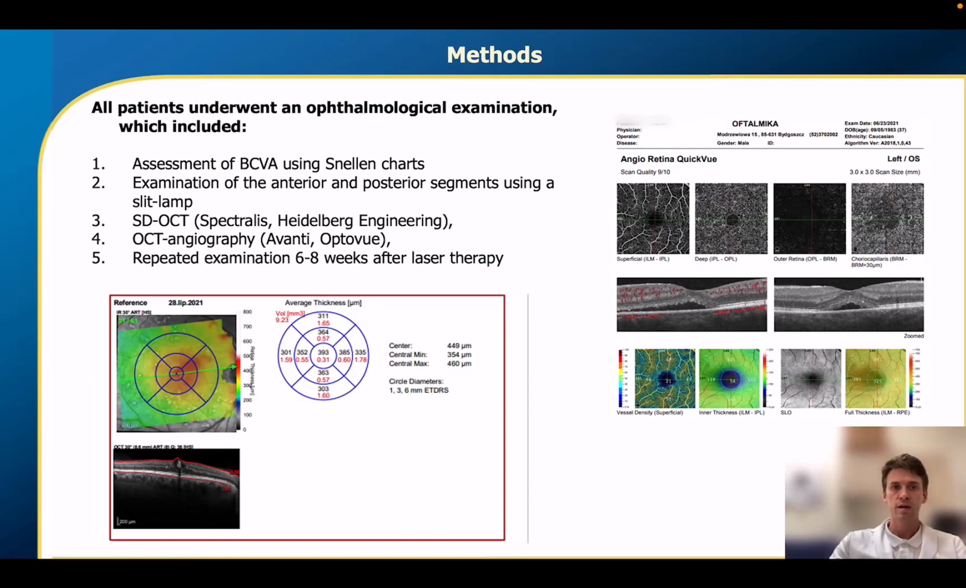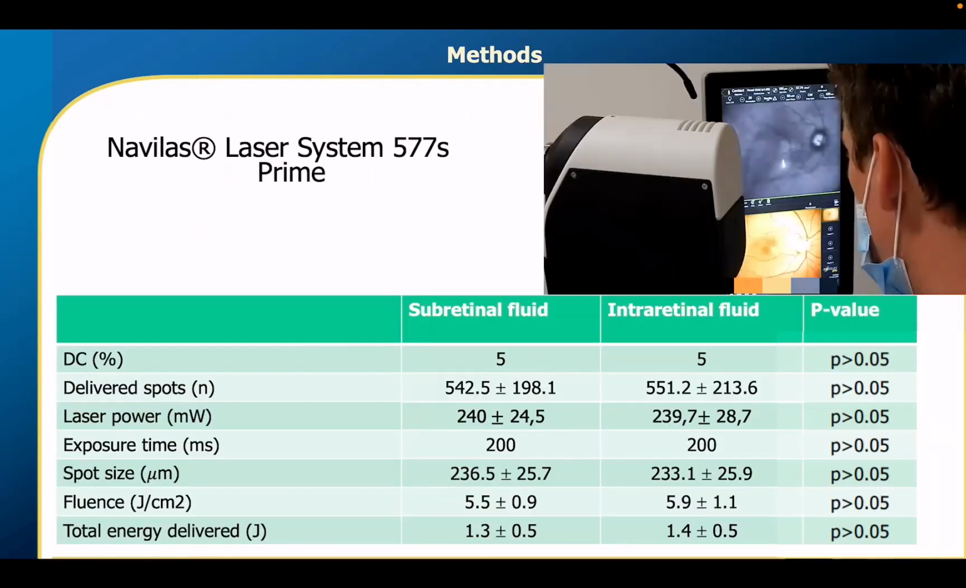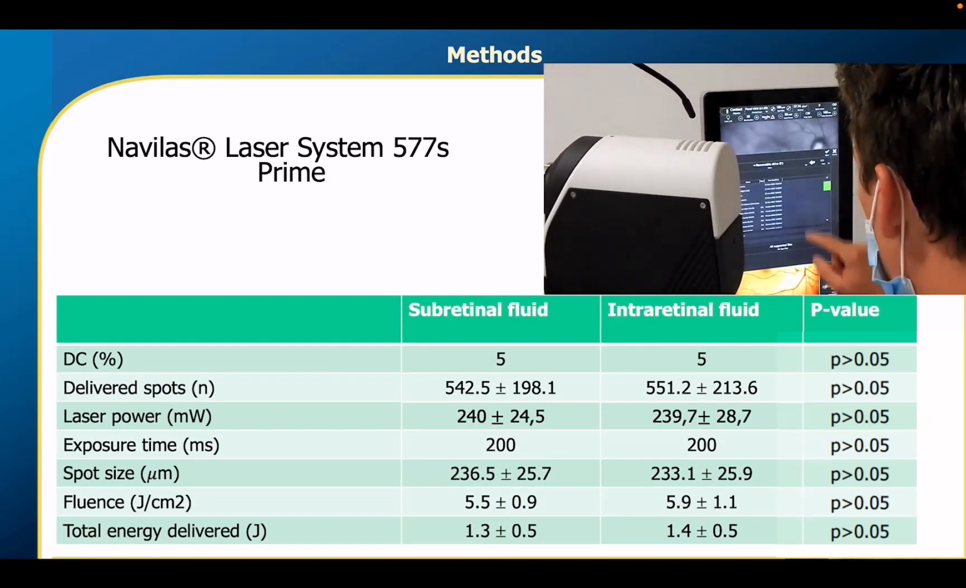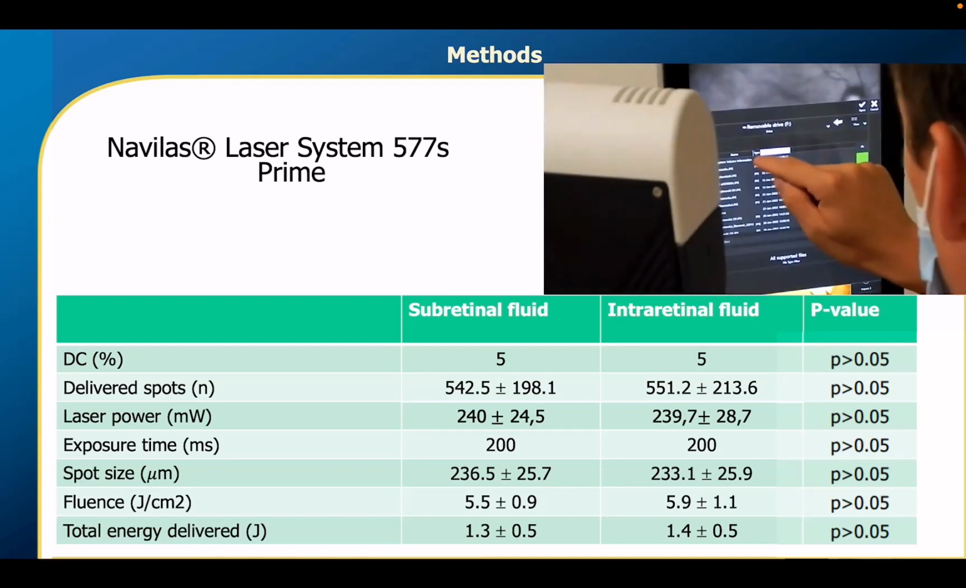All patients underwent an ophthalmological examination, which included assessment of best-corrected visual acuity using Snellen charts, examination of the anterior and posterior segments using a slit lamp, spectral domain OCT and angio OCT. All patients had a repeated examination 5-8 weeks after laser therapy. All laser treatments were performed with the Navilas Laser System Prime.